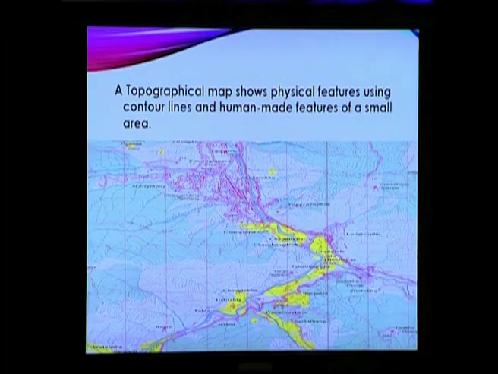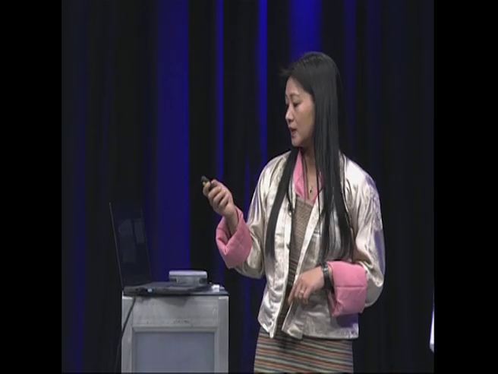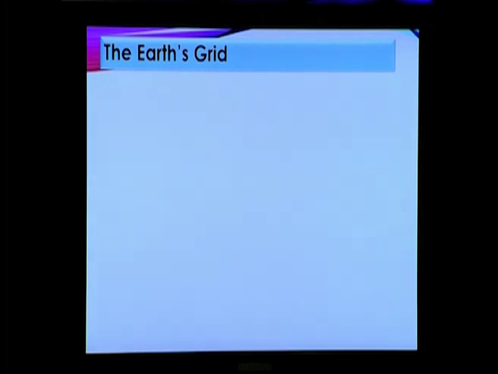Okay, let's look at a topographical map. A topographical map shows physical features using contour lines and human-made features of a small area. So topographical map gives you all the features of a particular area. So this topographical map is of Thimphu. So here you can see places, you can see houses, you can see different colors on the map, and different colors on the map indicate different purposes. So we look at the next slide.